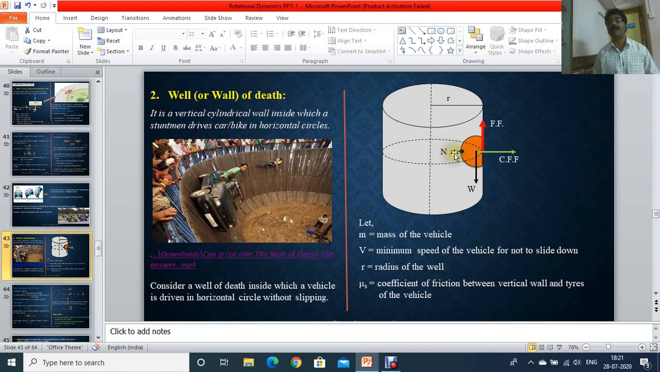And this normal reaction is balancing the centrifugal force, which is along the radius away from the center. So which forces are acting on that vehicle or bike? Three forces: weight, normal reaction, frictional force. Out of that, the weight is balanced by the frictional force, and definitely normal reaction provides the required centripetal force. So this will result in a few mathematical expressions. You can see in the next slide.